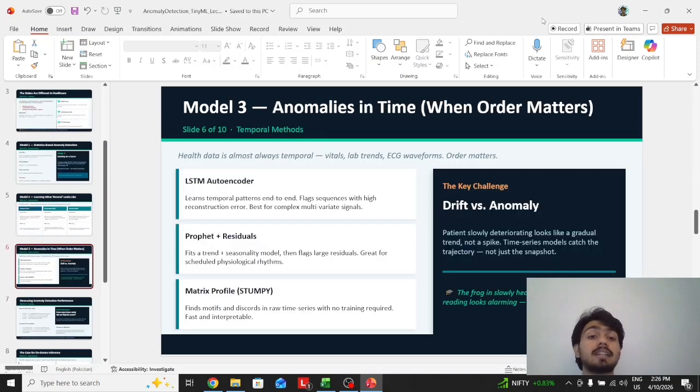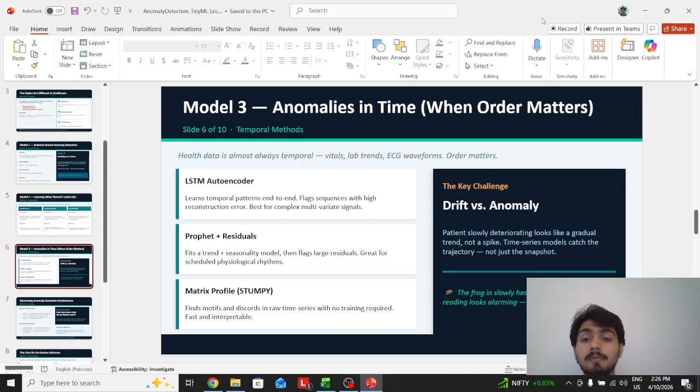Okay, anomalies in time, when order matters. Temporal methods. Health data is almost always temporal: vitals, lab trends, ECG waveforms, where order matters. And this is why we have time-based methods. LSTM, the model that was very famous before transformers came in. We have Prophet plus residuals. What is Prophet? It is used for monitoring time data. And for matrix profile, we have Stumpy.